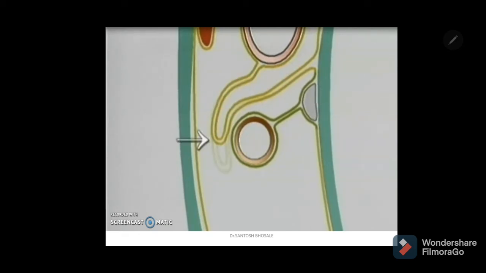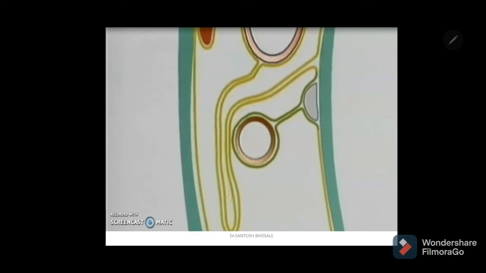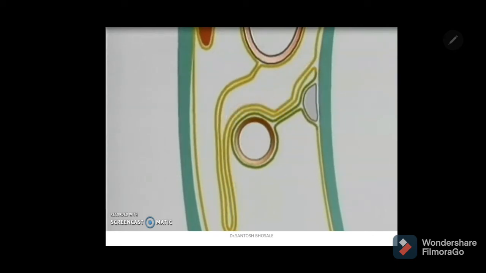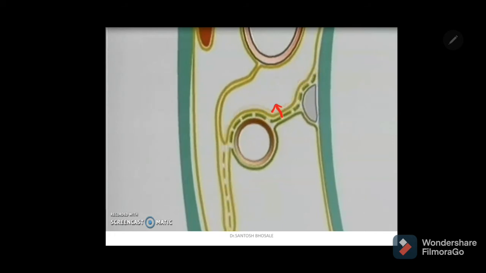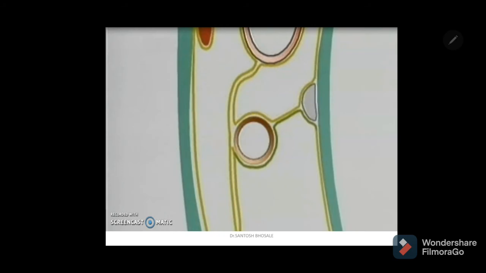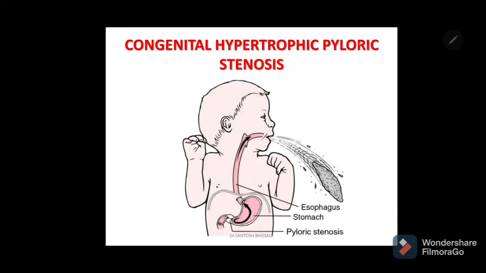During development, it grows and drapes over the anterior part of the transverse colon, and there is fusion between the transverse mesocolon and the posterior layers of the greater omentum, resulting in the adult position of the lesser sac and the adult limitations or boundaries of the lesser sac. So that is about the development of the stomach.